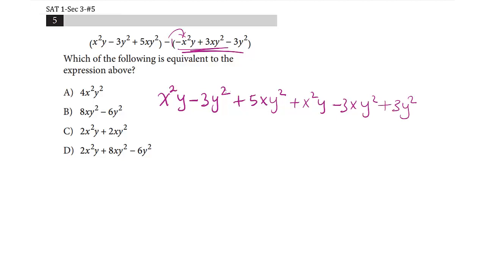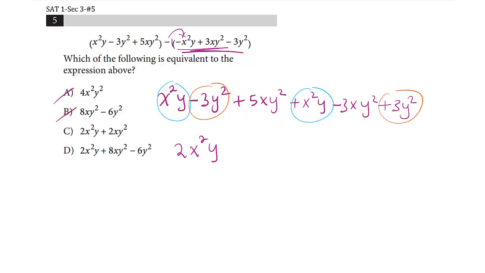Next is combining like terms. Take a look and you see we have x squared y right here, and it's got another partner right here. So when you add these together, you'll end up with 2x squared y. Note that at this point you can eliminate choices A and B because they don't have the 2x squared y, and in doing so you will have improved your chances for getting this question right by 50% even before you complete it. Pretty cool.